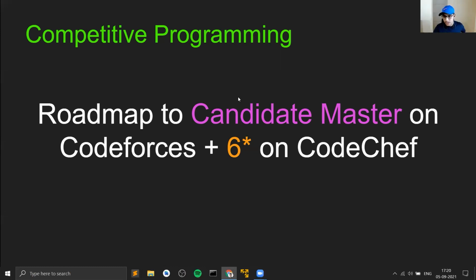No issues. What DSA topics are essential for CP? So, in the very initial stage, there are no DSAs that are actually important. But once you get to a level where your rating is something like 1500, 1600 on Codeforces, you need to learn data structures like segment trees, Fenwick trees, sparse tables, and what else? You need to be familiar with graphs. You need to be good with graphs. You need to be good with dynamic programming.